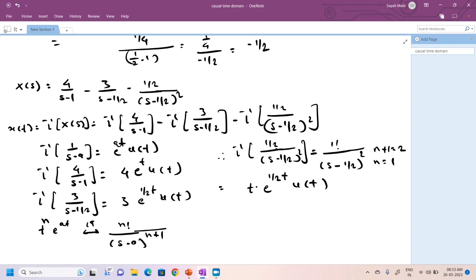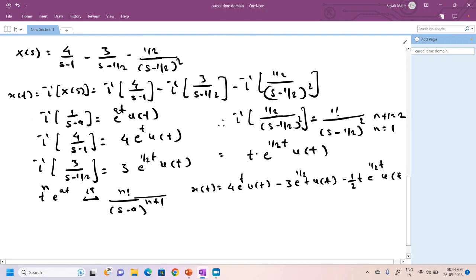So now we'll combine this result and we'll write the final answer. So the final answer x of t is equal to 4 into e raised to t u of t minus 3 into e raised to half t u of t minus 1/2 into t into e raised to half t into u of t. So this is the final answer for this repeated roots.